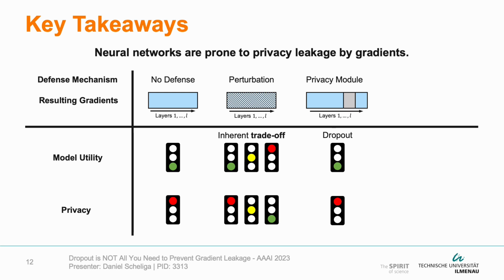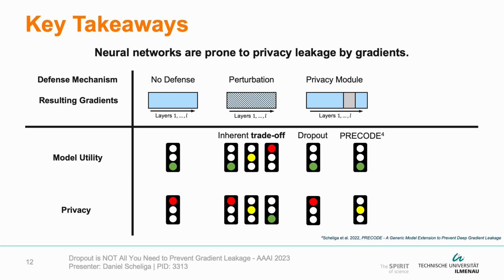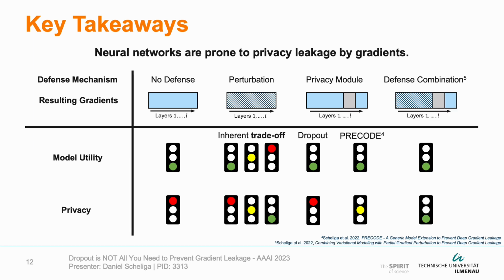However, this also offers a false sense of security, as an attacker can still reconstruct client data by approximating them with our proposed dropout inversion attack. Further work of our research group found that other privacy modules such as PRECODE can be more effective. However, we found that a combination of complementary defense mechanisms should be applied in order to protect privacy and maintain model utility.